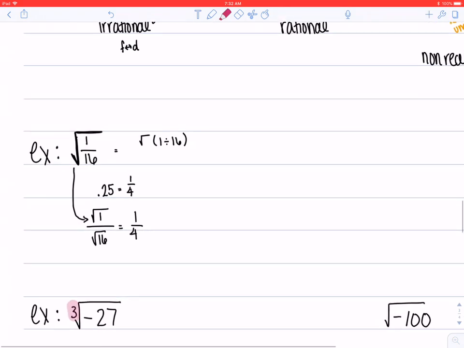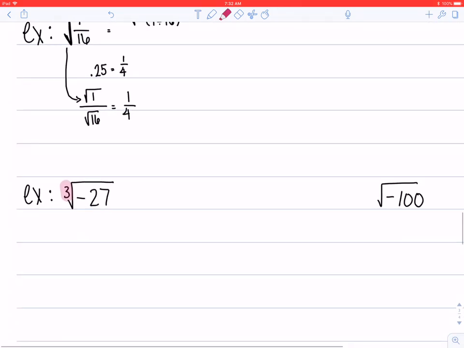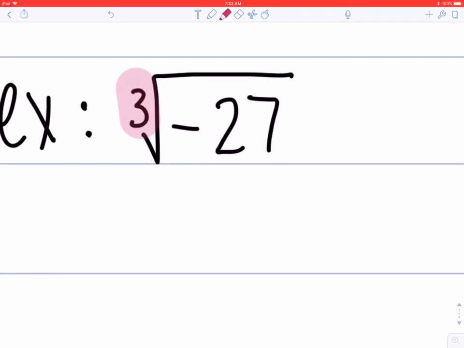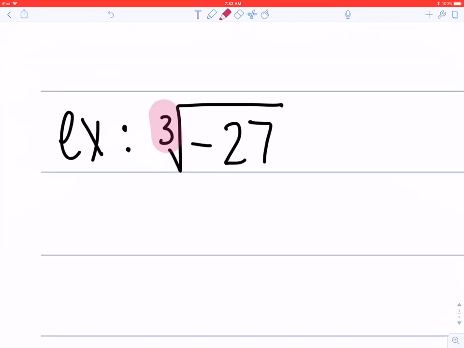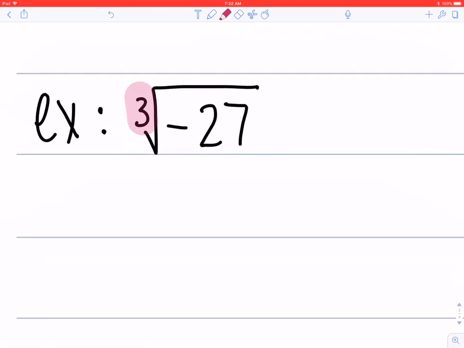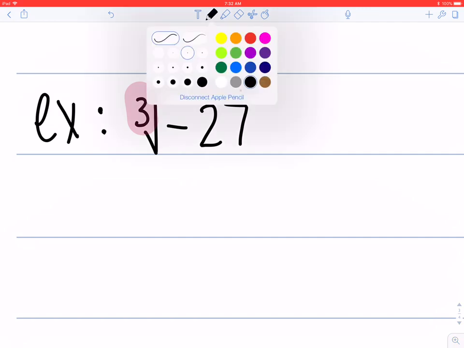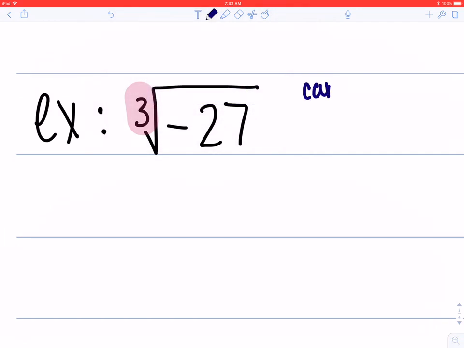That is true. You can have a negative under a cubed root, because I can get out negative numbers when I cube things. I can't get out negative numbers when I square them. So this negative is okay. So you may want to make a note that you can have a negative under a cubed root, just not a square root.